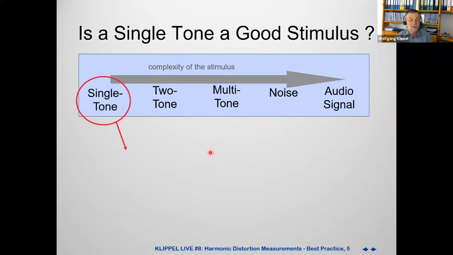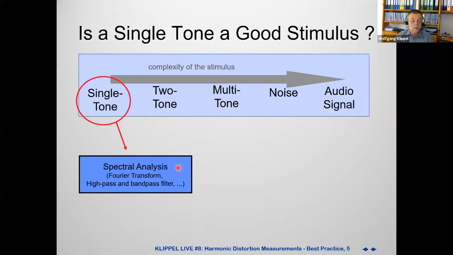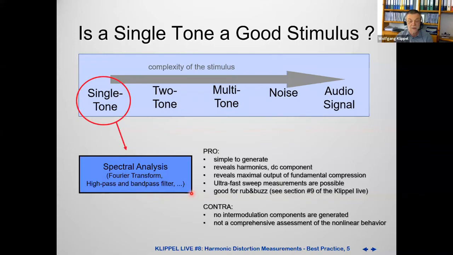Now we are on the single tone, maybe the most simple signal or stimulus we can apply. And we are applying a spectral analysis, an FFT, or we can use a high-pass filter or band-pass filter, and then we see a spectrum. So what are the benefits of this measurement technique?